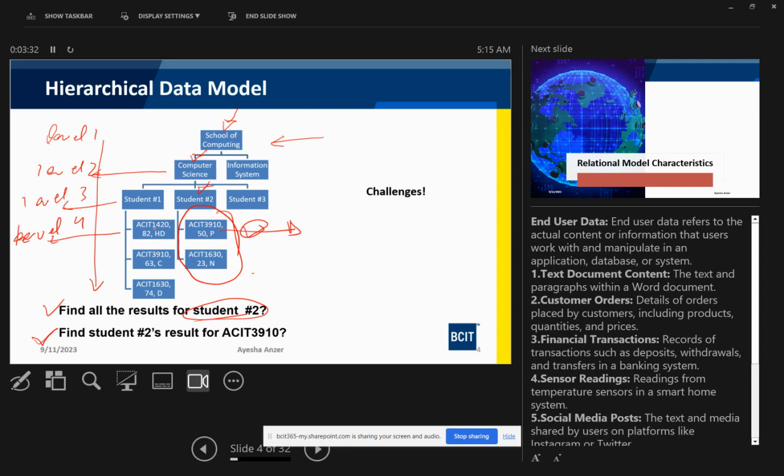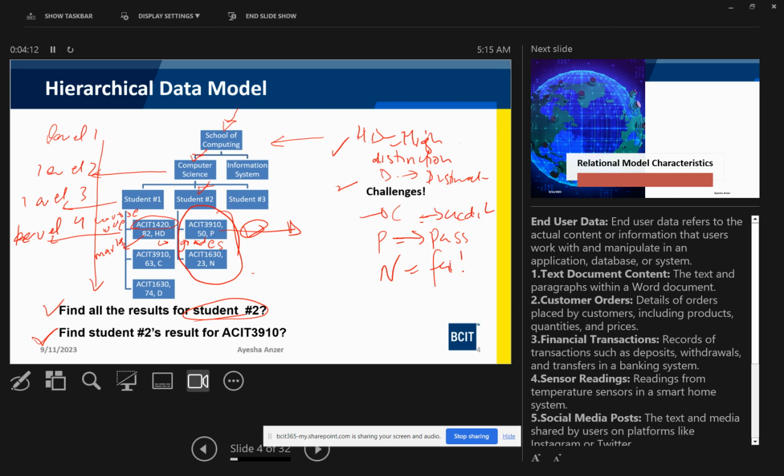The results being displayed consist of the course code, these are the marks, and these are the grades. HD is high distinction, D is distinction, C is credit, P is for pass, and N here is for fail.